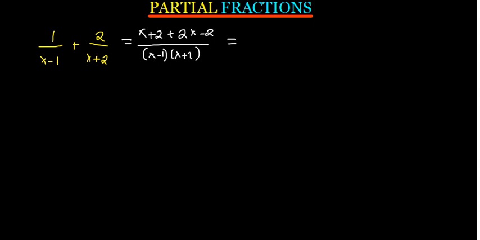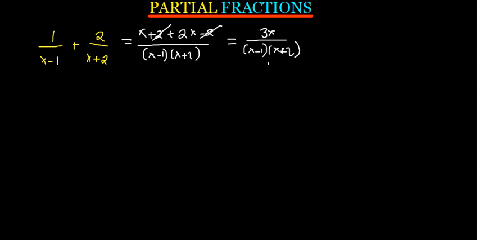And this gives you, add like terms on top. This is a positive 2, this is a negative 2. They'll cancel out. x plus 2x, that would be 3x. And then down you have got x minus 1, x plus 2. So here we have merged as a single fraction.